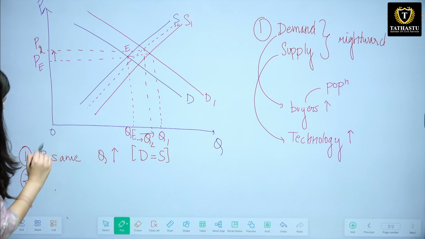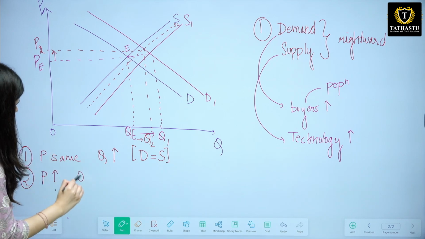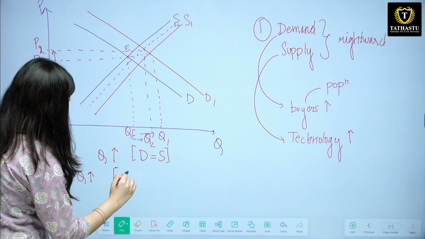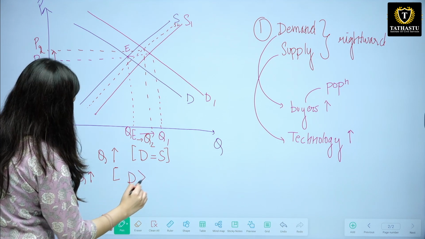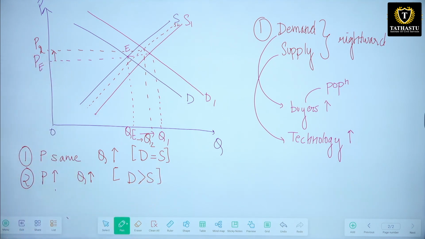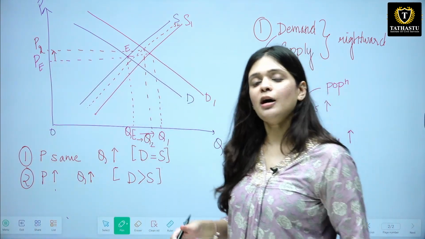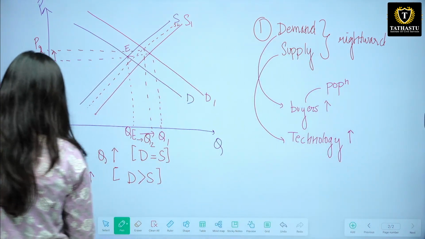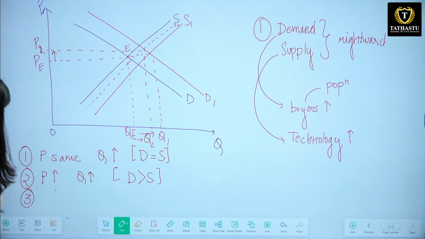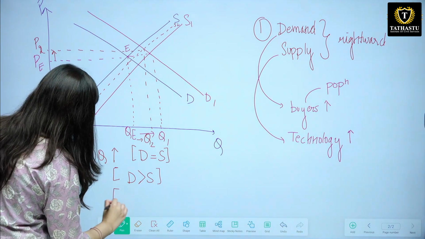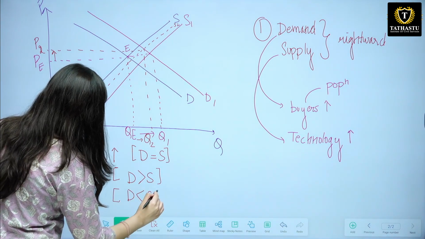Second is, in this case price is increasing, quantity is also increasing, where demand is shifting more than supply. Okay, so price increases because if demand is more and supply is less, then suppliers can sell it at higher price. Okay, that is how the market works. And the third one will basically be, in this case demand will be shifting less than supply.